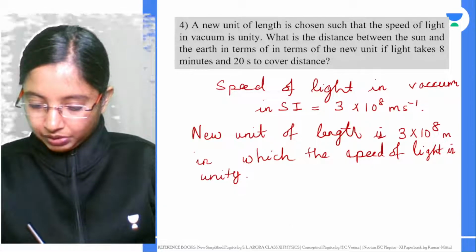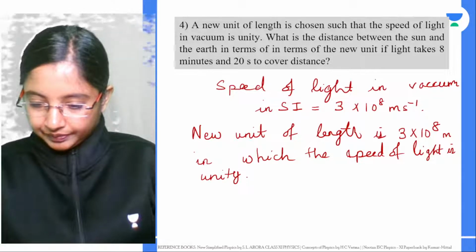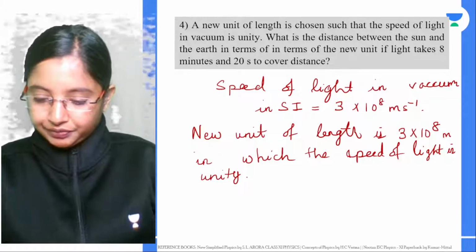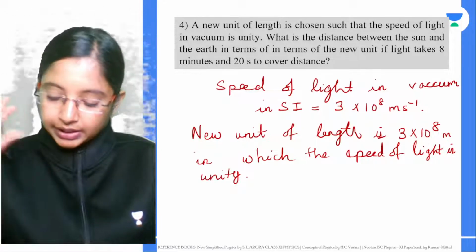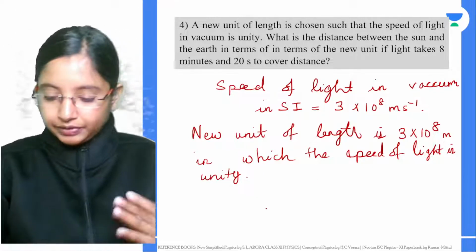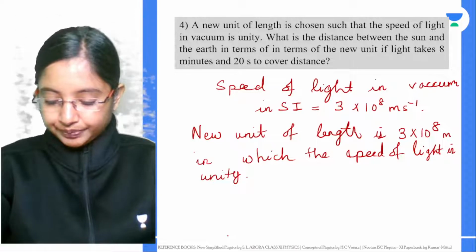Siddhartha, you're asking me what's the difference between unit and dimension? I'll finish the question and then I'll give a few minutes for unit and dimension. Don't worry, there is an upcoming class for units and dimensions again. This class we are doing numericals, but before ending the class, I'll try giving you a brief introduction. Would that help?